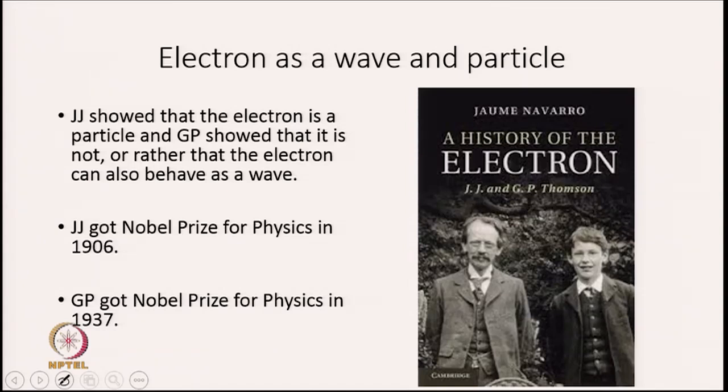Interesting that J.J. Thomson showed that the electron is a particle, whereas his son showed that the electron can also behave as a wave. Electron not only shows particle behavior, it also shows wave property. And both the father and son duo got the Nobel Prize. J.J. Thomson got the Nobel Prize for Physics in 1906, whereas G.P. Thomson got it in 1937.